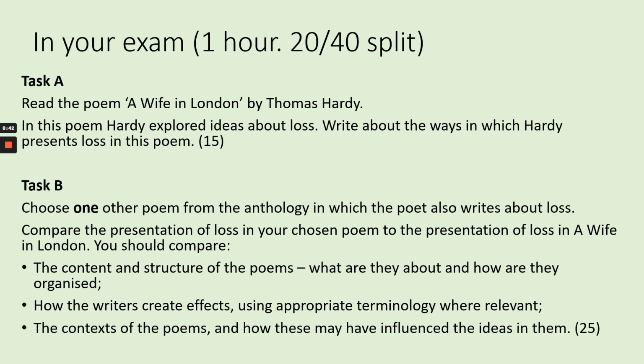For your secondary question, it says choose one other poem from the anthology in which the poet also writes about loss. Compare the presentation of loss in your chosen poem to the presentation of loss in A Wife in London. So here you need to be thinking back, because you won't have the poems in front of you, so okay, what other poems do we see loss? Could I write about The Manhunt and Eddie's loss of a free mind, and Laura's loss of the husband she used to have? So here you want to be thinking about what other poems you can compare to and how you can go about comparing them.